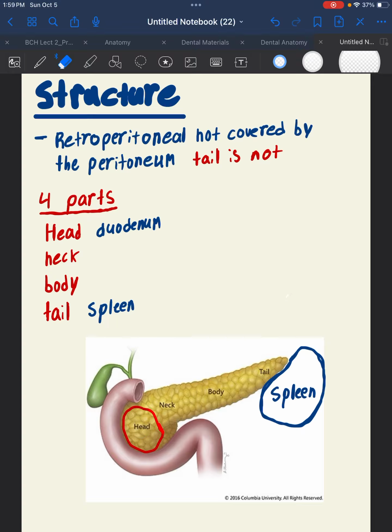And if you ever need to find the pancreas, it's pretty simple to find. You can either find that celiac trunk, and it's going to be underneath the celiac trunk, or if you can find the descending duodenum, the head of the pancreas would be right in the curvature of the descending duodenum. And then if you needed to find the tail, find the spleen, and right next to the spleen should be the tail of the pancreas. And the pancreas is what we call retroperitoneal, meaning that it is not completely covered by the peritoneum. More specifically, the tail is not retroperitoneal.